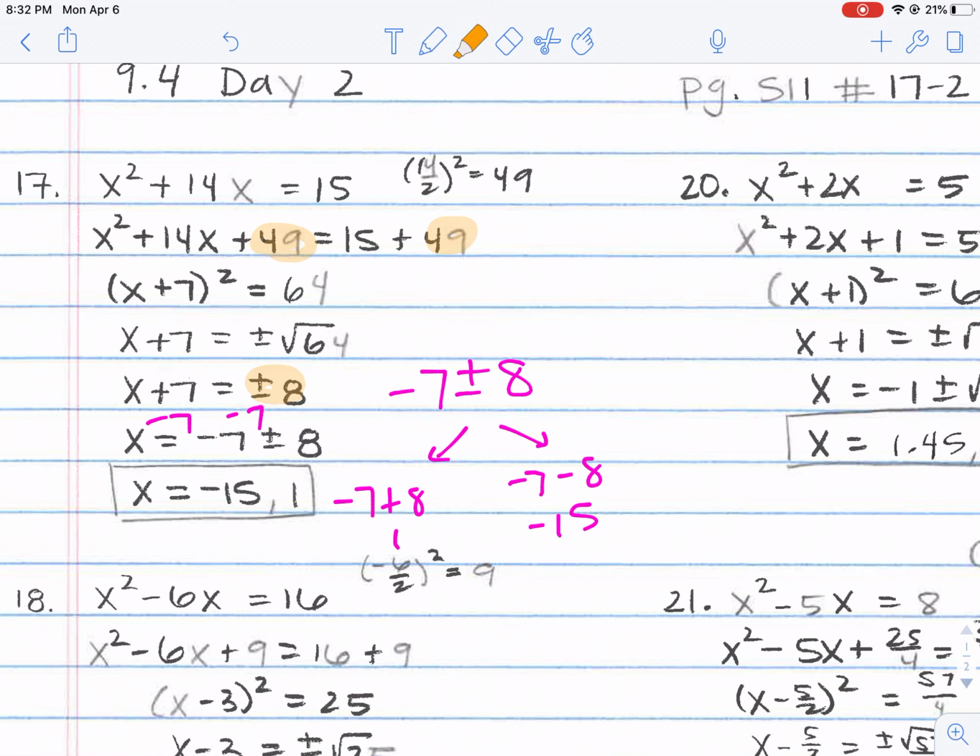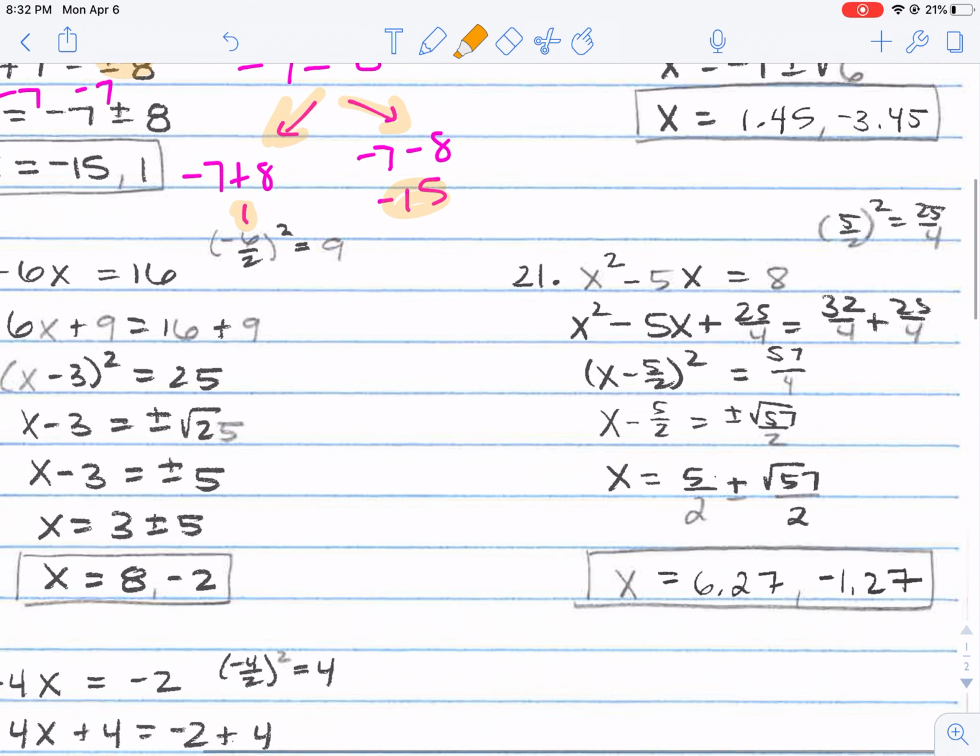So some of you are forgetting to do that plus or minus 8, and then some of you are combining those to get a 1, but that's not really what it means. It means you have 1 with a plus and 1 with a minus to get two different answers. So I think those are the two main errors that I'm seeing.